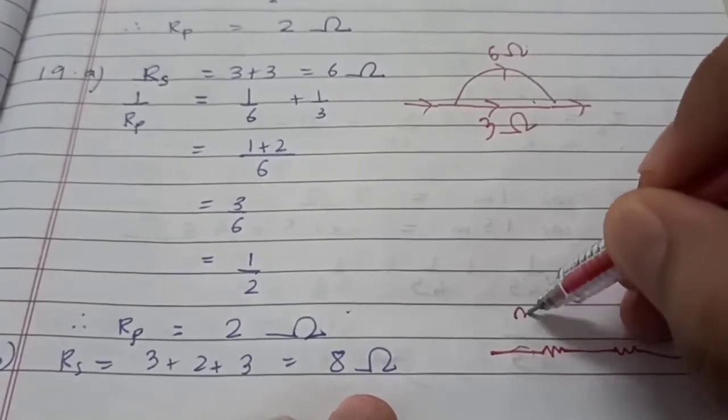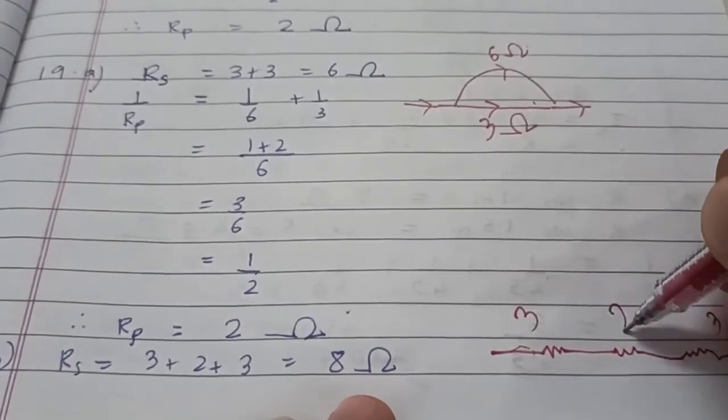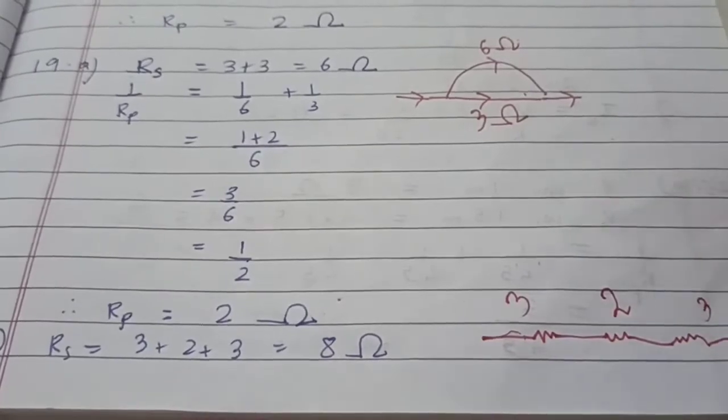So we had 3 out here and 3 out here, and the resultant in the center, which is 2. They are all in series. So what is the total now? 8 ohm.